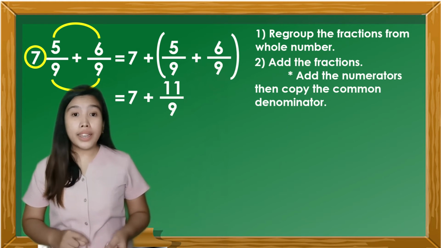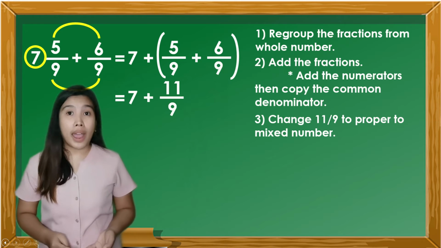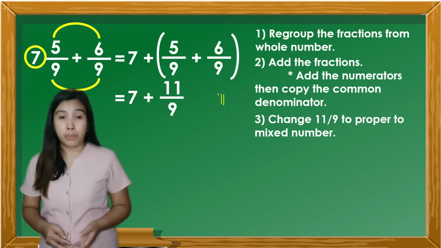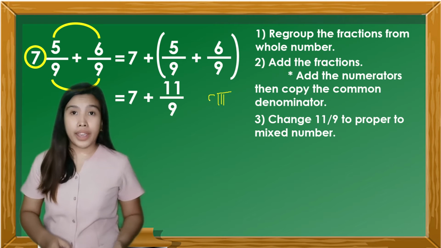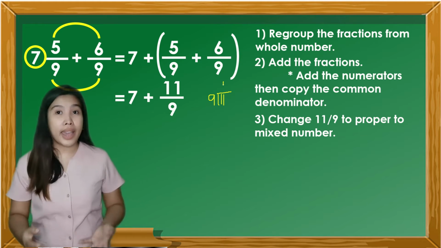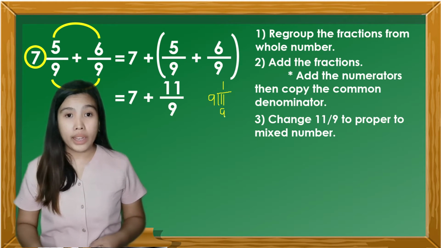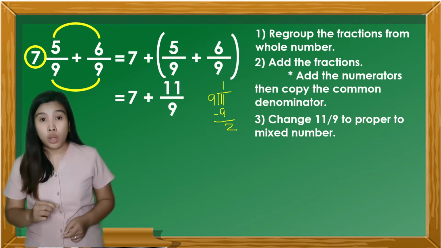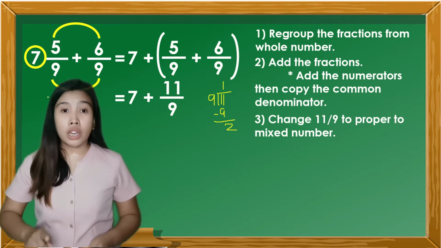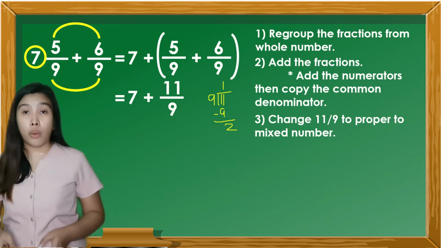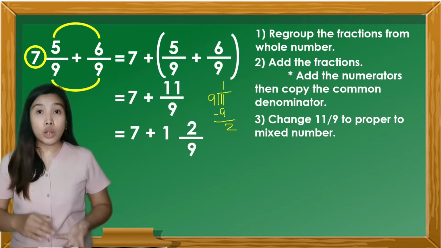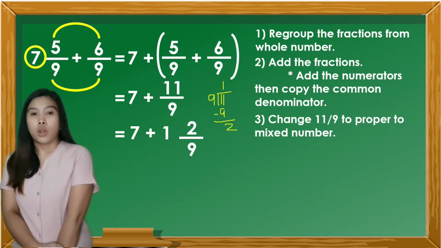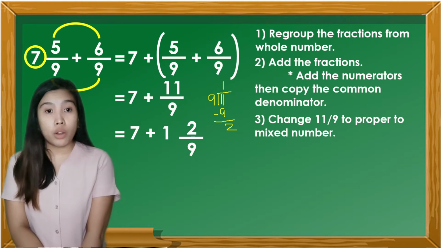Since 11 over 9 is an improper fraction, all you have to do is to change it into a mixed number. So we're going to divide 11 by 9. How many 9s are there in 11? We have 1. So 1 times 9 is 9. 11 minus 9 is 2. So 1 here will serve as our whole number, and then the remainder 2 will serve as our numerator. So we have now 1 and 2 over 9.